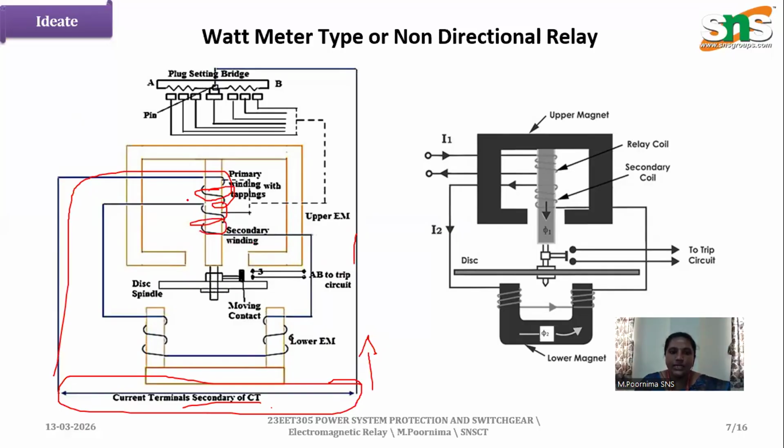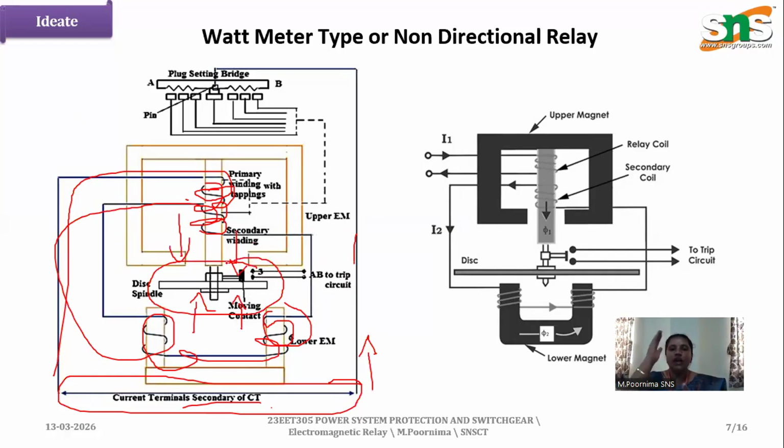What happens once it gets energized? With the help of this, the other also gets energized. So two coils get energized. What happens? The magnetic field is produced. So here a magnetic field is produced. What happens with the help of this magnetic field? This disc starts to rotate.